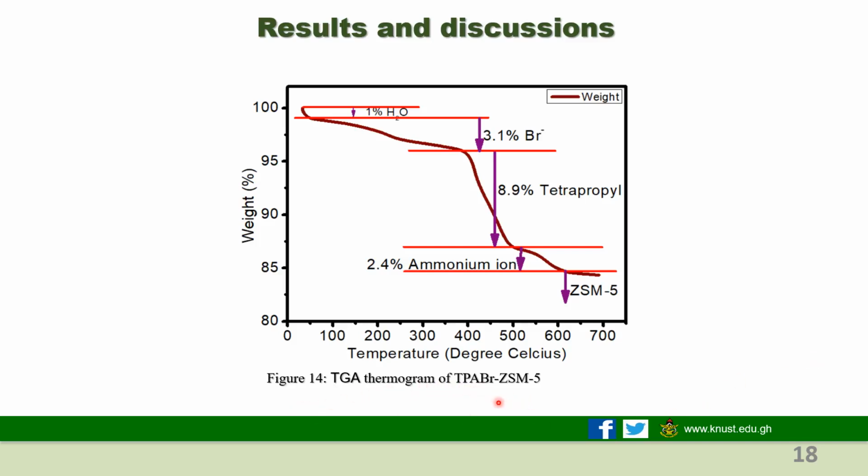Thermogravimetric analysis was done on ZCS2, and the decomposition pattern reveals the removal of water, followed by the removal of the bromide ion, followed by the removal of the tetrapropyl group, followed by the removal of the ammonium ion, leaving behind the stable ZSM5 catalyst.